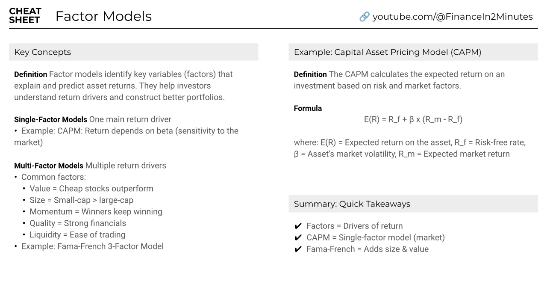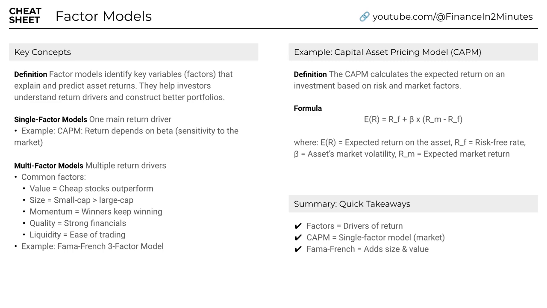But asset returns are influenced by more than just the market. That's where multi-factor models come in. These models include multiple factors that can influence returns. For example, value refers to investing in stocks that appear cheap relative to their fundamentals. Size is the idea that smaller companies, or small-cap stocks, often outperform larger ones.